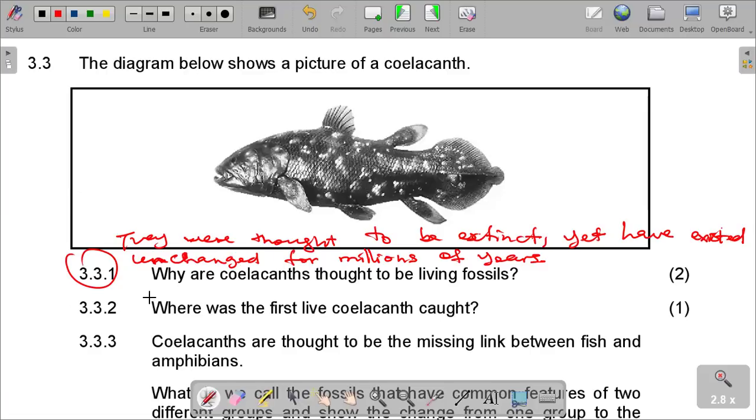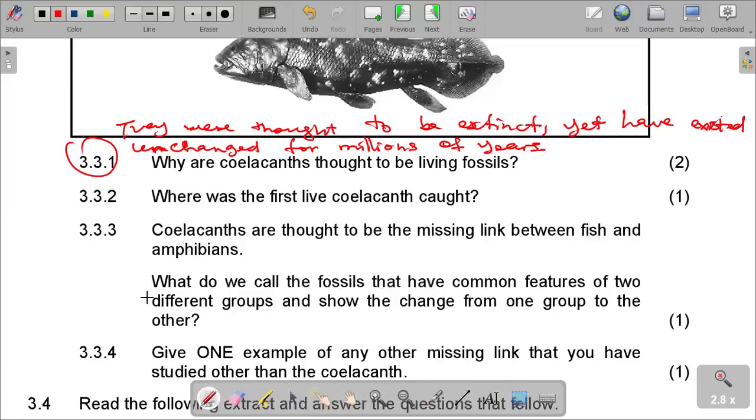And then the next question is saying, where was the first live coelacanth caught? If you check in our record, it was caught off the coast of East London.